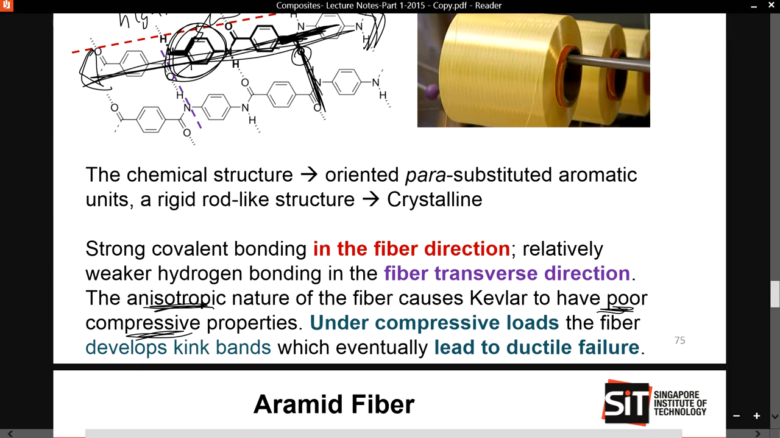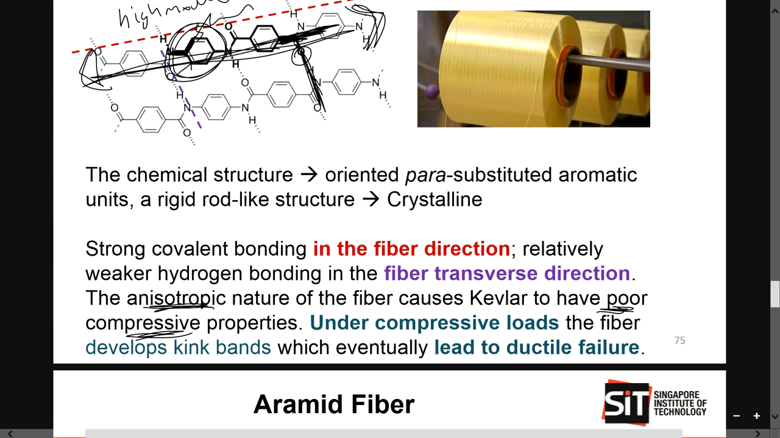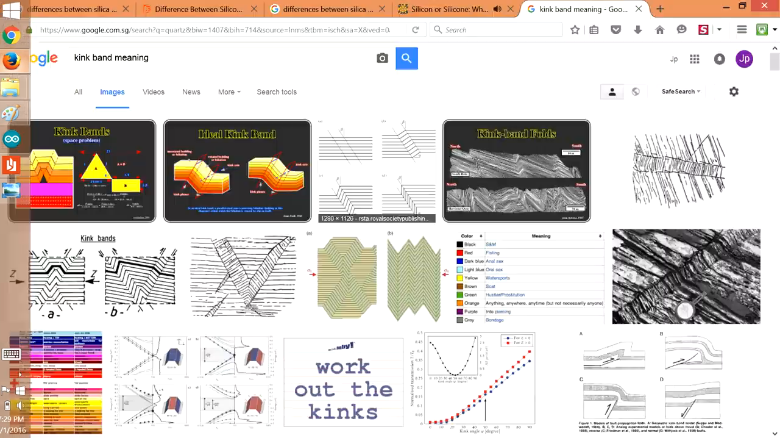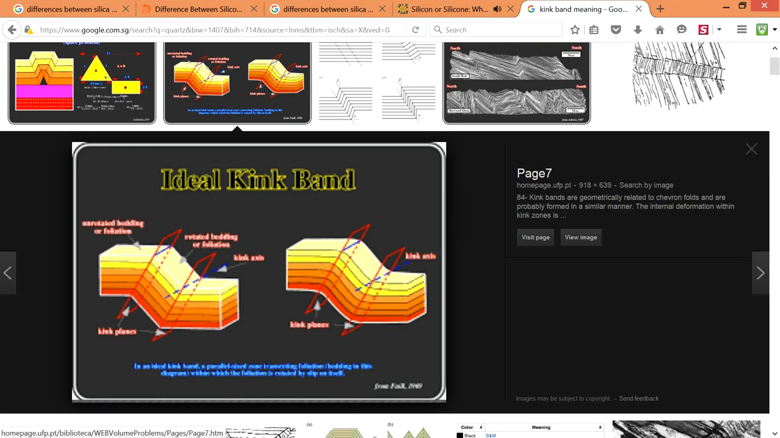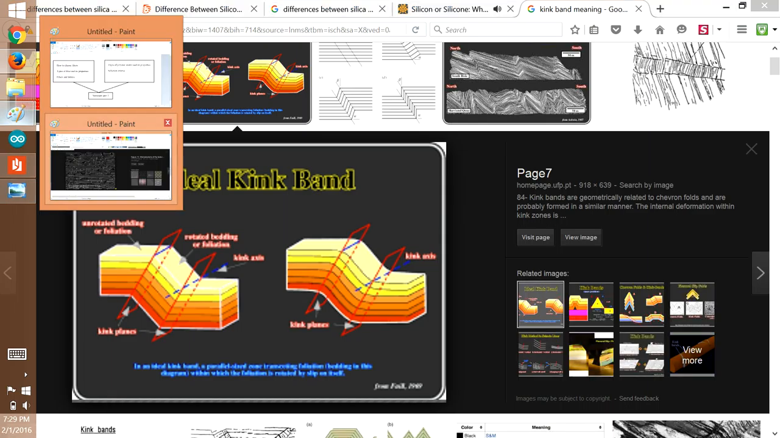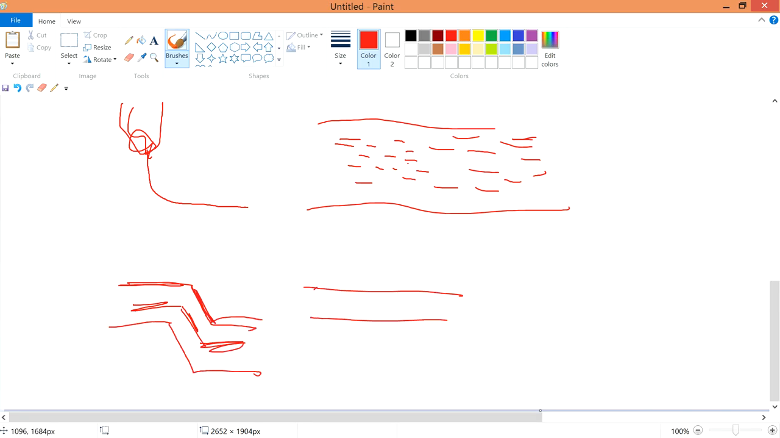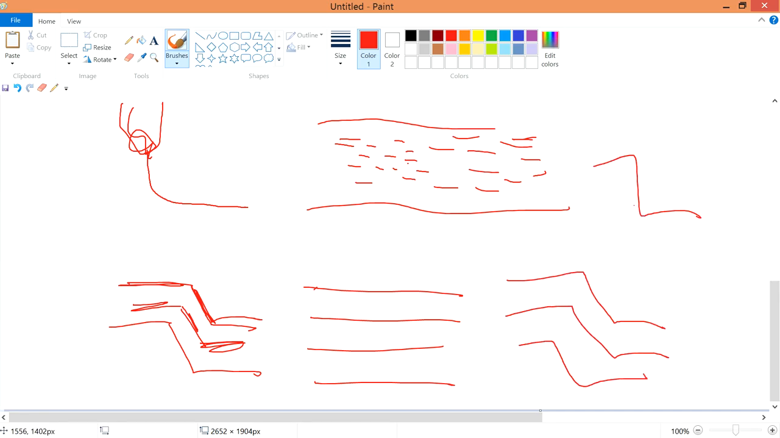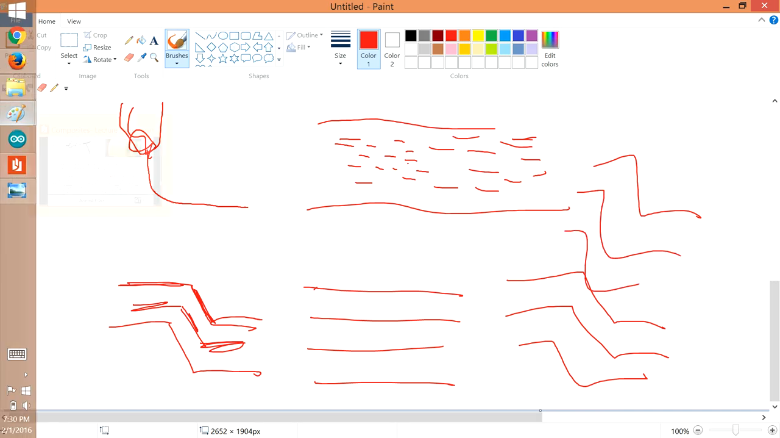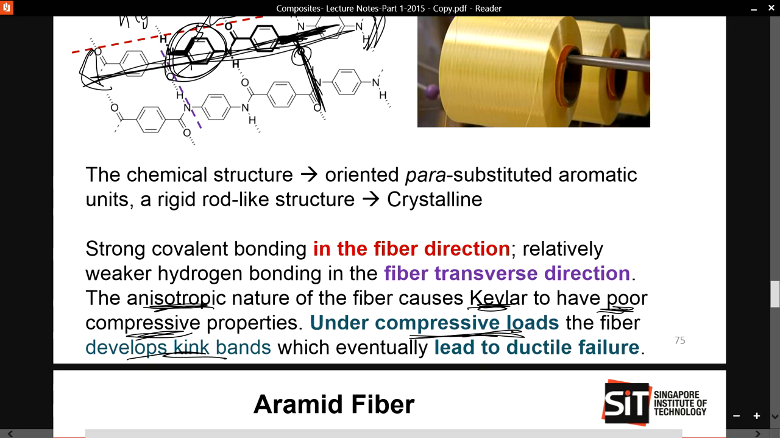The next question is, why under compressive load is the Kevlar weak? It's because after you compress it, the fiber develops kink bands. This picture will explain it to you. As you can see, this is a kink band. At first it's straight like this, and after you compress it, it bends in this manner. The more you bend, the more easily it cracks, as you can see. This is what it's trying to say, leading to ductile failure.